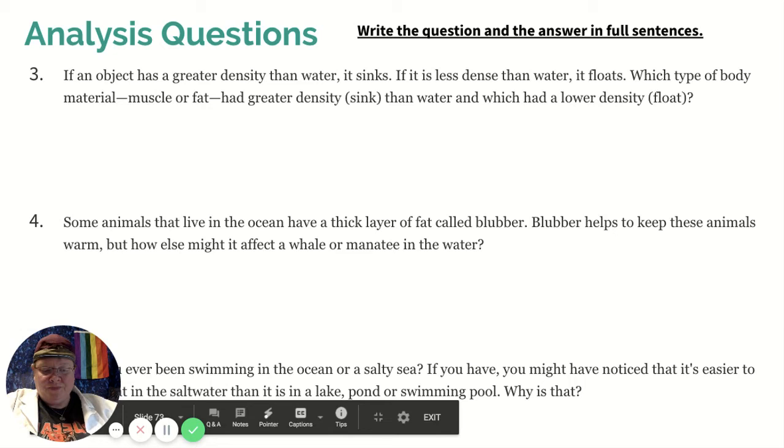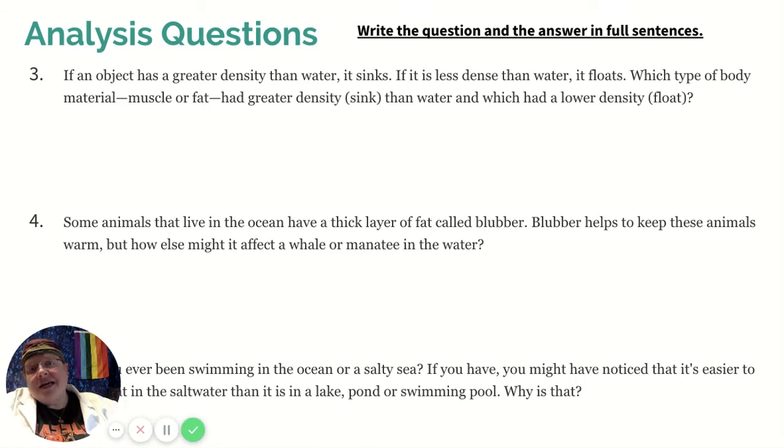Number 3: if an object has a greater density than water, it sinks. If it's less dense than water, it floats. Which type of body material, muscle or fat, had a greater density? That means it sank in water. And which one had a lower density? That meant it floated.